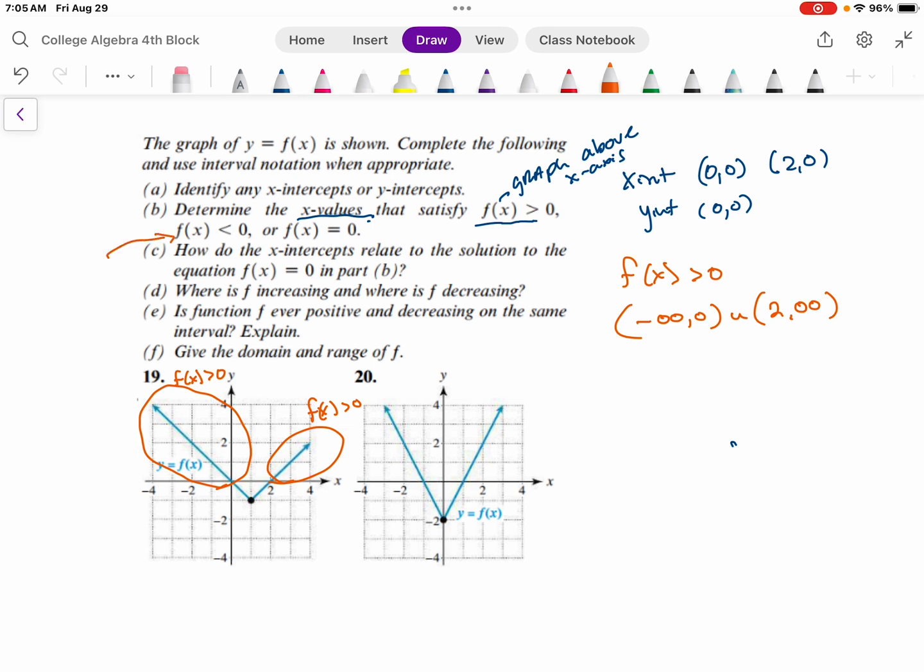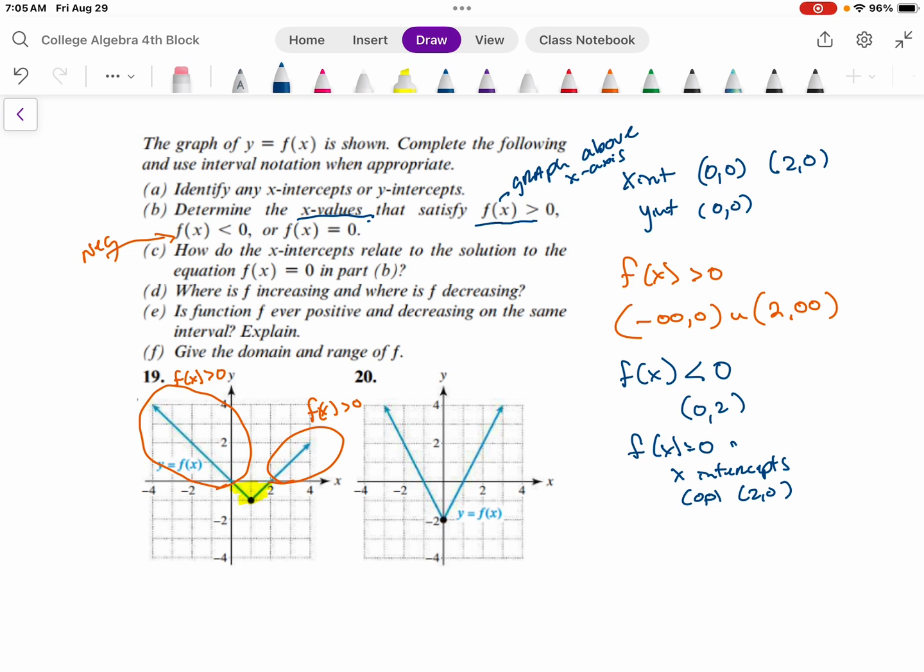The next one asks when is it negative? So when is it below? Well, it is below in this highlighted yellow part. That's when it's below the x-axis. So when is f of x less than 0, which indicates below the x-axis, it means negative y answers. Well, that's between 0 and 2. And then when does f of x equal 0? Well, f of x equals 0 at the x-intercepts. So 0, 0, and 2, 0.